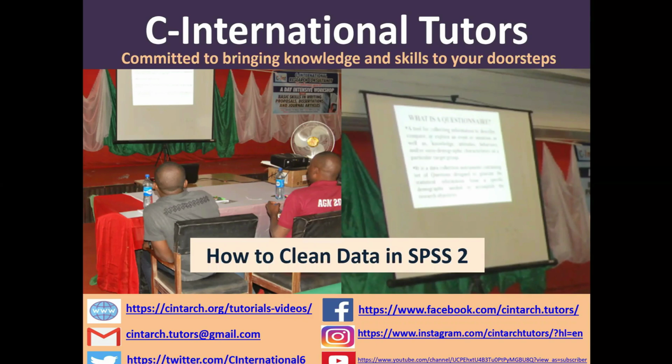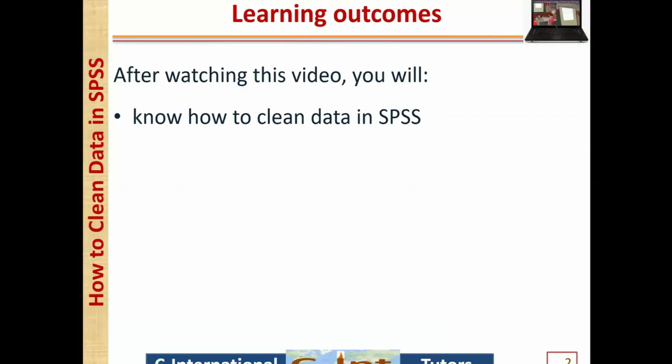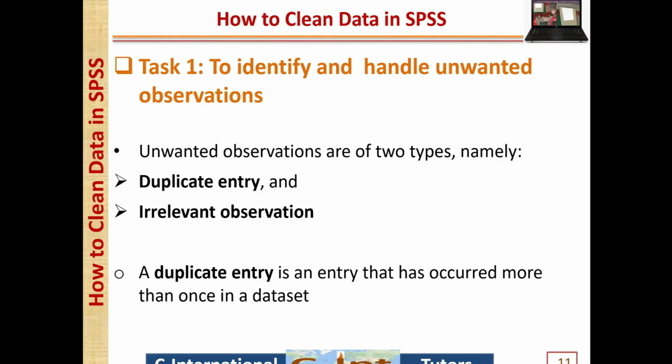This is the second of our video series on how to clean data in SPSS. After watching this video, you will know how to clean data in SPSS. The first task that we're going to carry out is to identify and handle unwanted observations. Unwanted observations have two types, namely duplicate entry and irrelevant observation.